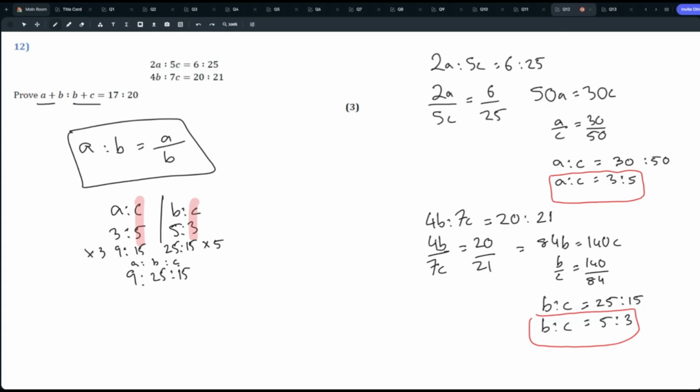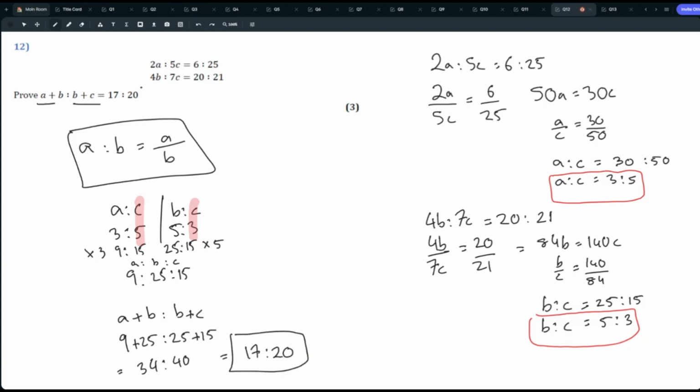What we could do next is just answer the question. So A plus B to B plus C, is that 70 to 20? Well, let's check. A to B, so 9 add 25. B to C, 25 add 15. Okay, so this becomes 34 and this becomes 40. Now we can cancel this down by a factor of 2, that's 17 to 20. And if you notice, that is exactly what it was asking for in the question. And we've proved that, so we are finished.